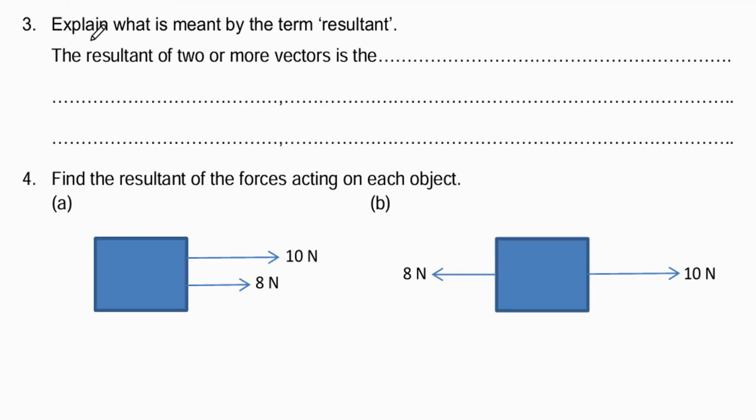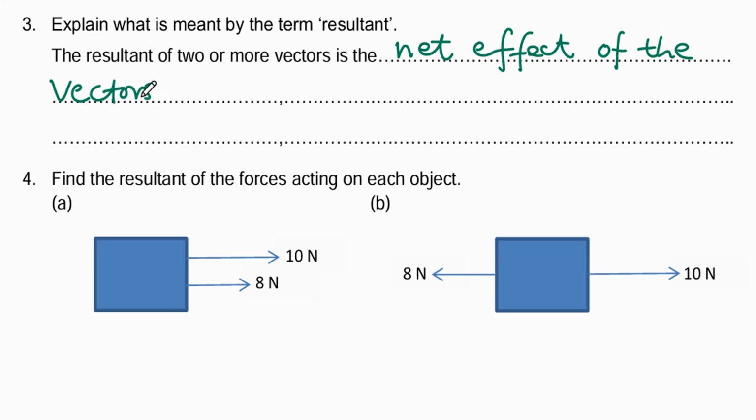Then in question 3 it says, explain what is meant by the term resultant. So the resultant of two or more vectors is the net effect of the vectors. Alternatively, we can also say that the resultant of two or more vectors is the single vector that can replace the vectors.